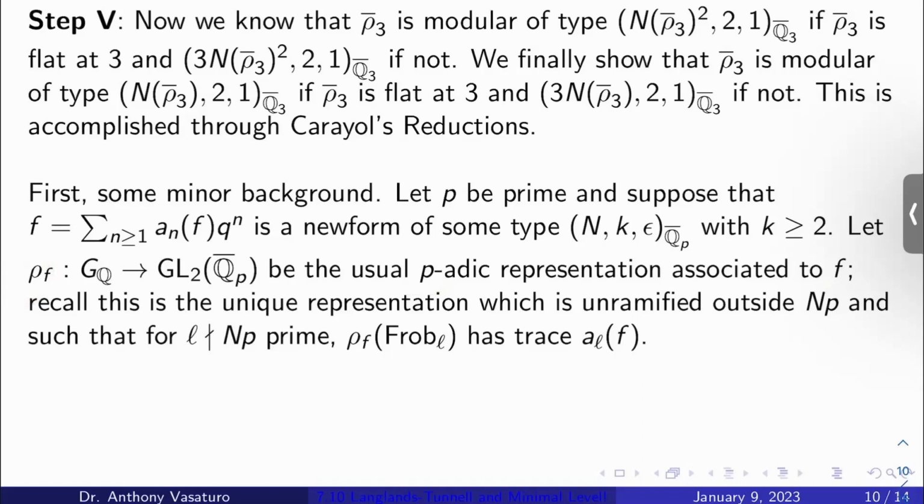Recall this is the unique representation unramified outside NP and such that for l not dividing NP, a prime, rho_F of Frobenius at l has trace a_l(F). These are the important defining properties of rho_F.